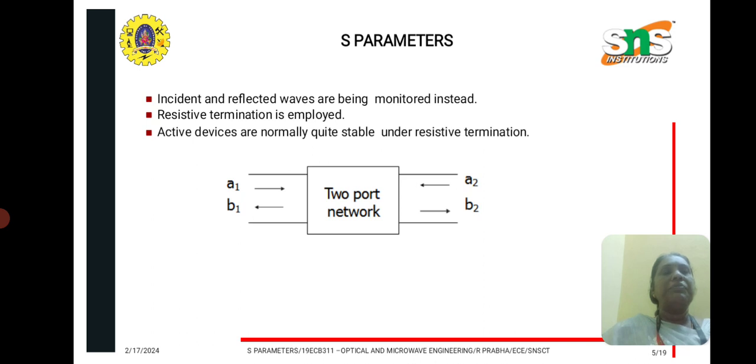Now the significance of S parameters is that the incident and reflected waves are monitored instead of measuring the voltage and current, because voltage and current measurement is difficult in the case of microwave. And here the resistive termination is employed. The third point is that active devices are normally quite stable under resistive termination. So by using this, we can easily measure the parameters of microwave devices, the S parameters. In the diagram there is a two-port network with four parameters mentioned: A1, A2, B1, B2.